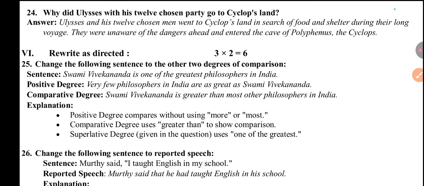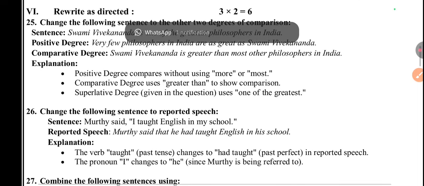Why did Ulysses, with his 12 chosen party, go to Cyclops' land? Ulysses and his 12 chosen men went to Cyclops' land in search of food and shelter during their long voyage. They were unaware of the dangers ahead and entered the cave of Polyphemus, the Cyclops.